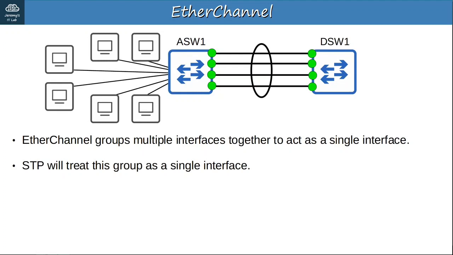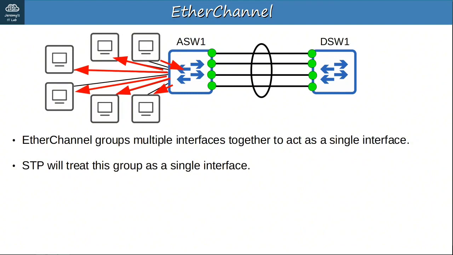Won't this cause a layer 2 loop? Actually, no, because this group of 4 links behaves as if it is a single link. For example, let's say a PC sends a broadcast frame. So it is flooded out all interfaces on ASW1. All of the PCs connected to ASW1 will receive a copy of the frame.